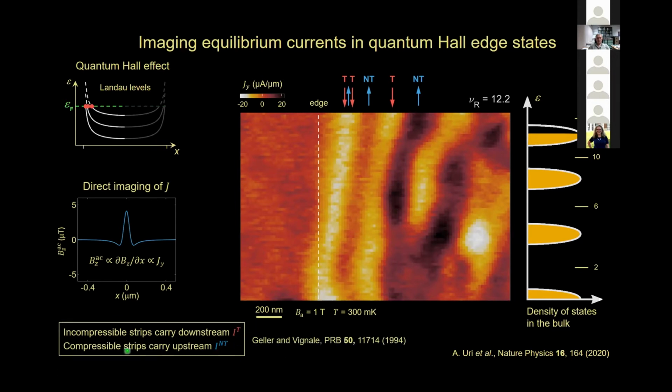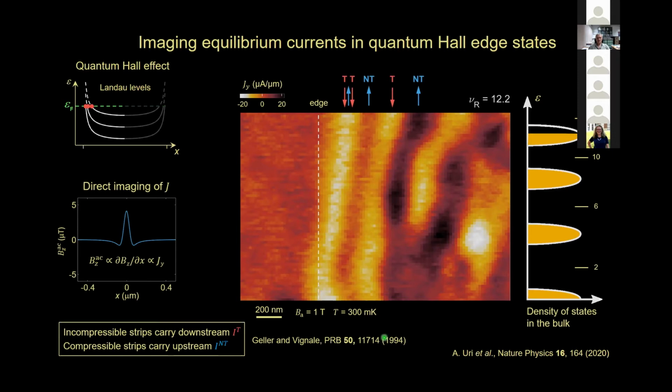So the conclusion is that the incompressible strips, so these are incompressible regions, they carry downstream topological currents that we usually think of. But surprisingly, compressible strips between them carry opposite current upstream, which we will refer to as non-topological current. It turns out that this has been predicted a long time ago theoretically by Geller and Vignale, but since nobody has ever seen that, this was long forgotten and ignored.